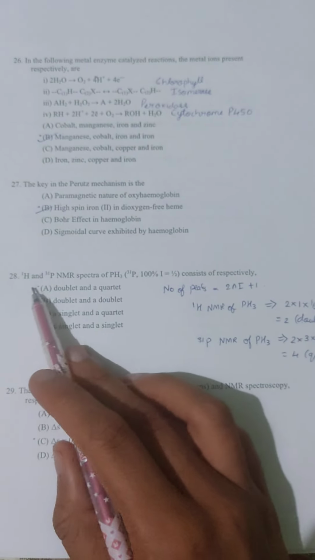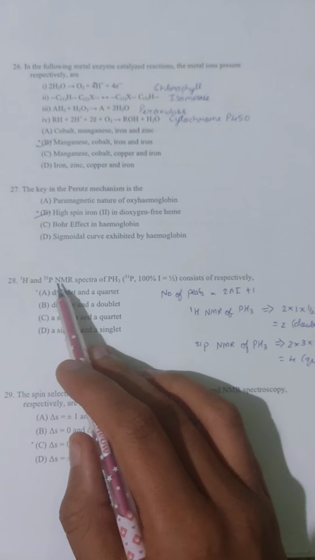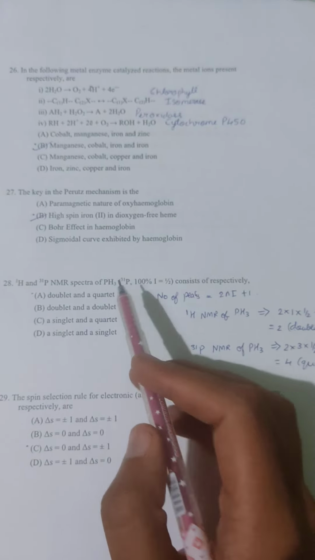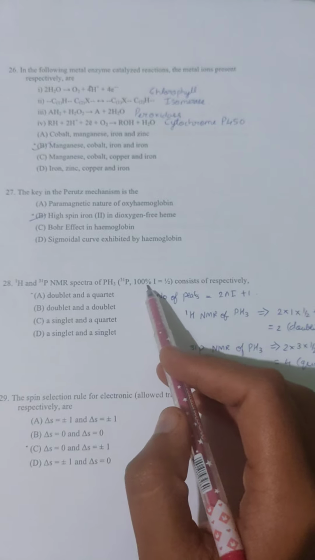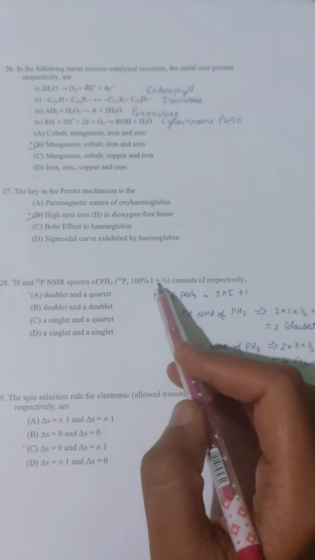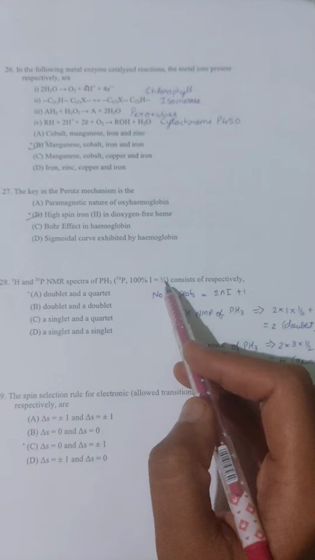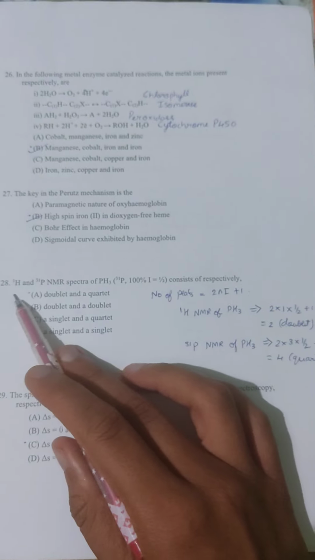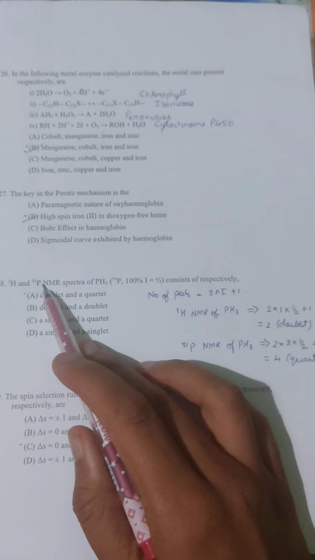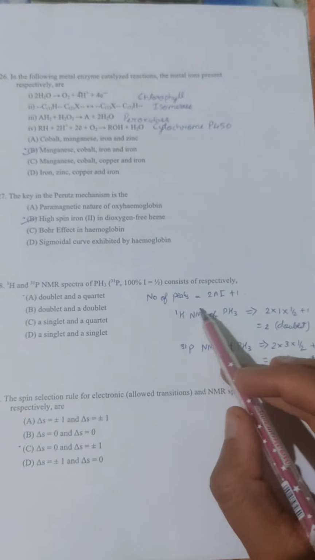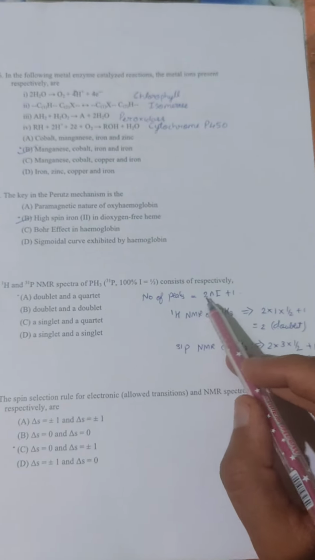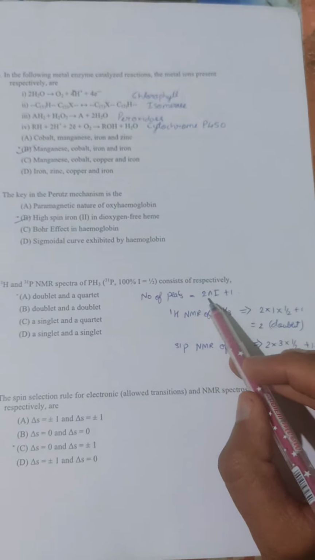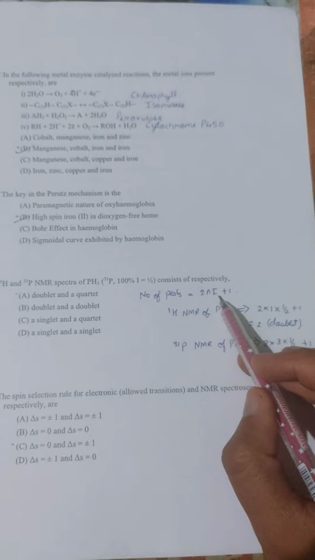Now next is the 1H and 31P NMR spectra for PH3, where 31P has 100% abundance and has a nuclear spin I of half. So now we have to find the 1H NMR and 31P NMR. For finding the number of peaks, we have the general formula 2nI plus 1, where n refers to the number of atoms and I refers to nuclear spin.